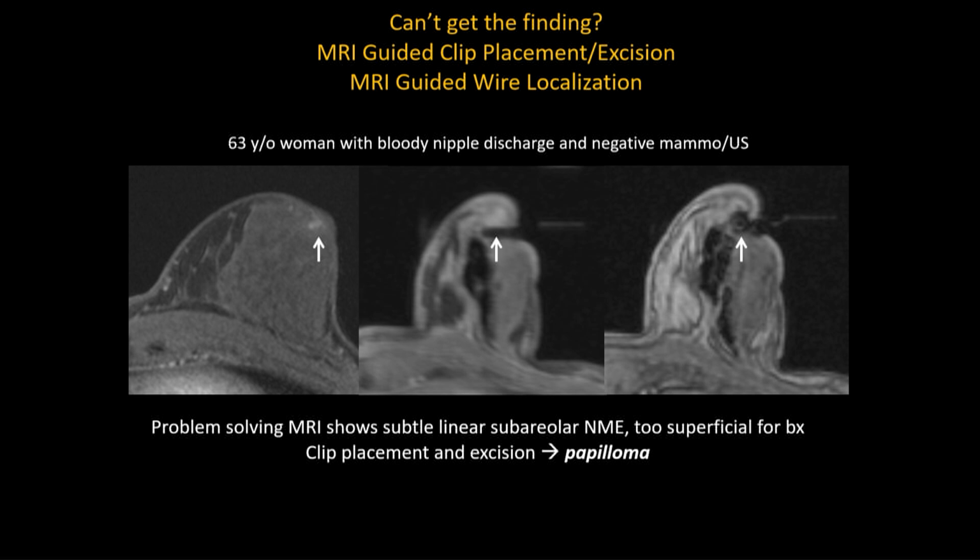So you place everything into the breast as though you were going to do a biopsy, but rather than doing the actual biopsy, you place the clip, and then you can see here, this is our post-clip sequences that shows the susceptibility artifact of the clip. And then this was localized for excision and is a papilloma.